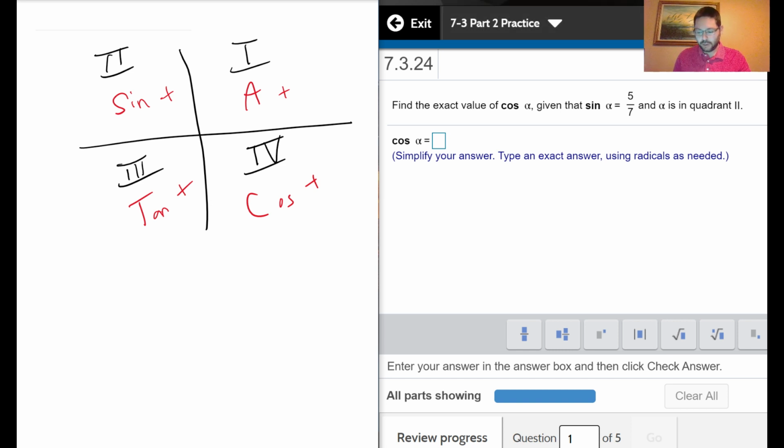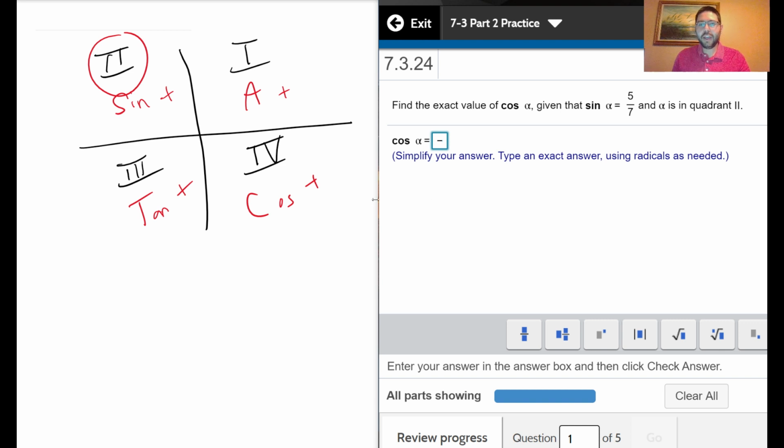So here they said that we're in quadrant 2, which means the only thing that's going to be positive in quadrant 2 is sine or cosecant, but we're not going to be dealing with cosecant in the quiz or anything like that. Just sine, cosine, and tangent. So sine is positive, but the cosine and tangent are going to be negative there, and we're looking for cosine. So therefore, our cosine answer is going to be negative. So I'm going to go ahead and put a negative there.